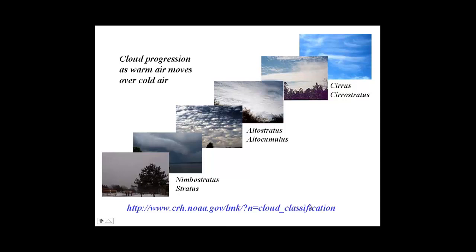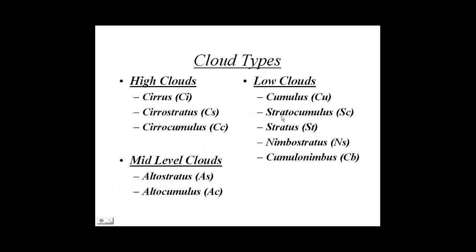And here's a website for cloud classification. Cloud types, this is if you're entering in your log, you're writing the percentage of sky covered by the clouds and the type of clouds that are up there. Here are the different codes that you can use to make sense out of these, and other people will understand what you're writing.